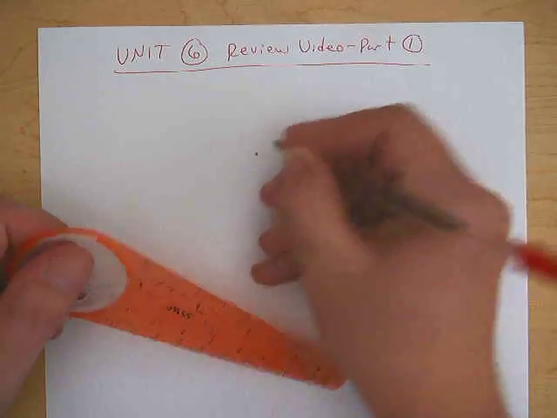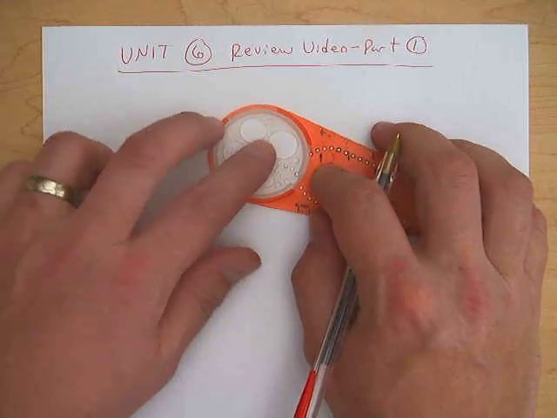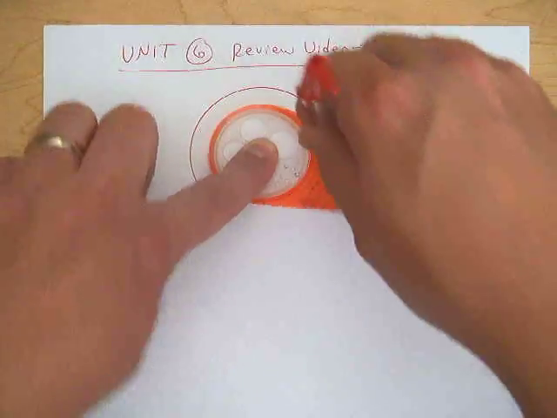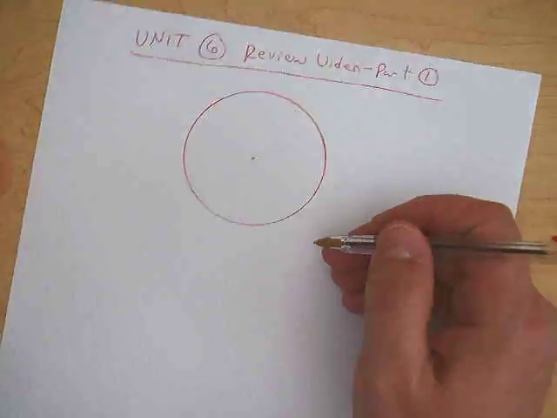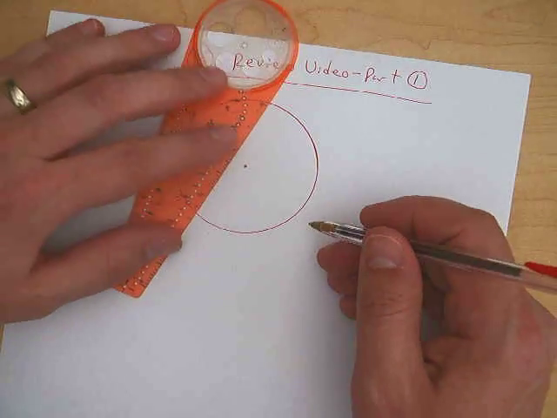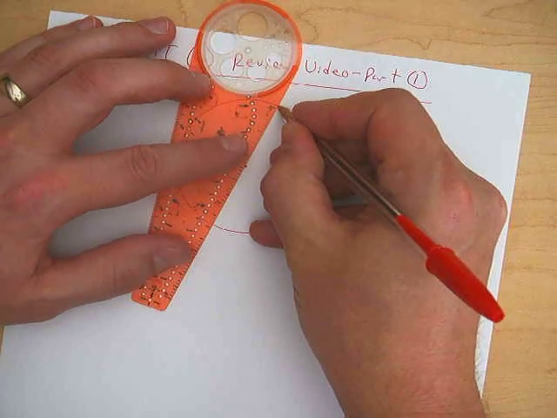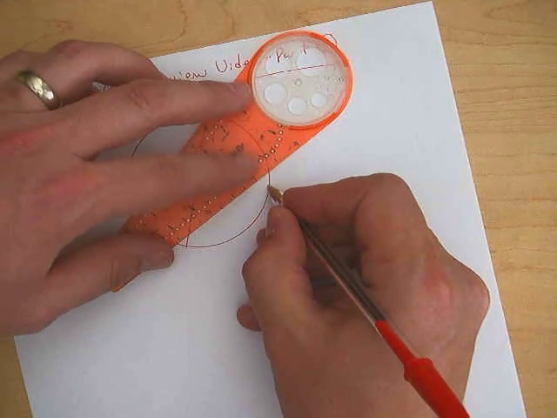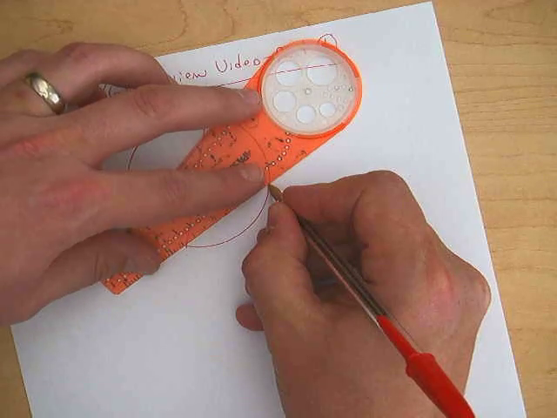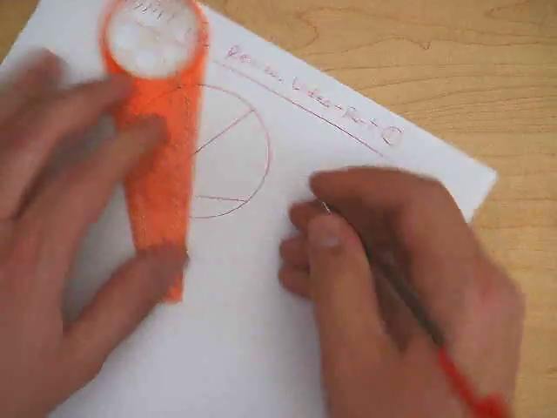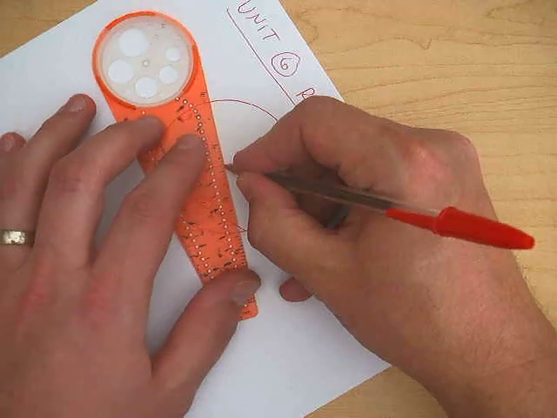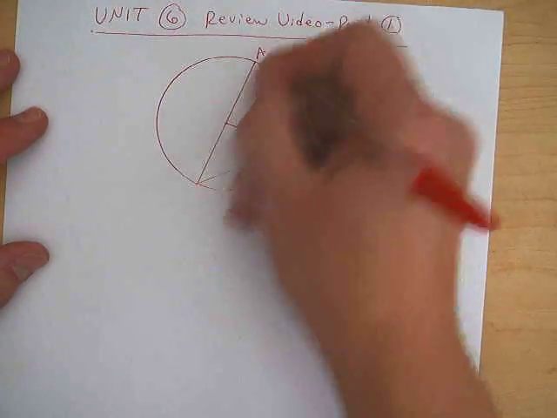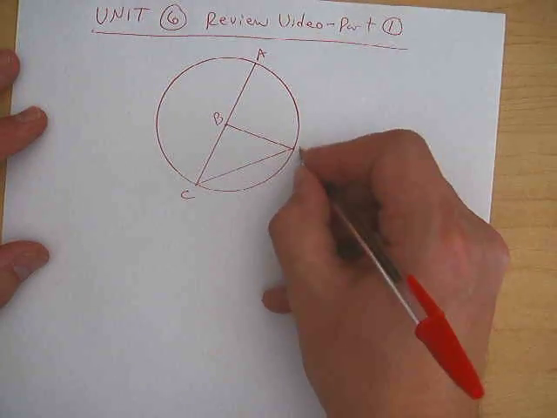Right here, we're going to have a video about Unit 6, and this is to review for the test. So first of all, what I'd like you to do is to construct a small circle here. And I'm going to draw on a few different points and segments in here. So draw this in with me, please. And I'm going to call this A, B, C, D.